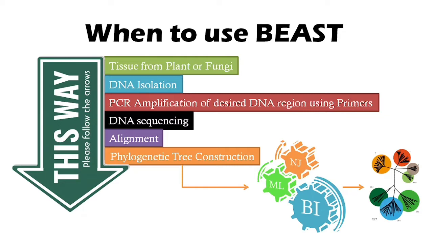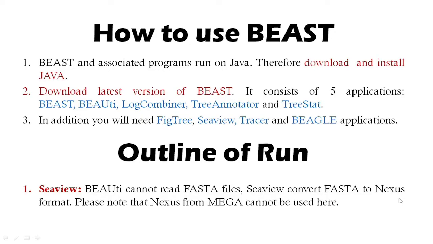After these alignments, we use them to construct the phylogenetic tree. There are many methods for constructing phylogenetic trees, like neighbor joining, ML and BI, and we use BEAST for Bayesian inference, from which you will get a phylogram. So how to use BEAST? The first thing is to ensure that your PC or laptop has Java installed. So you will have to download and install Java.